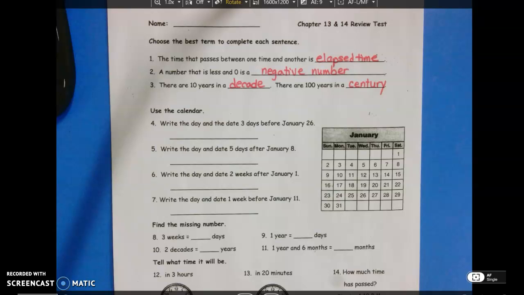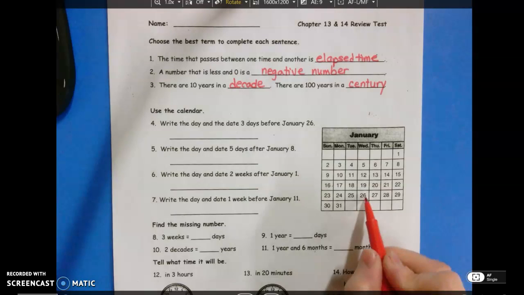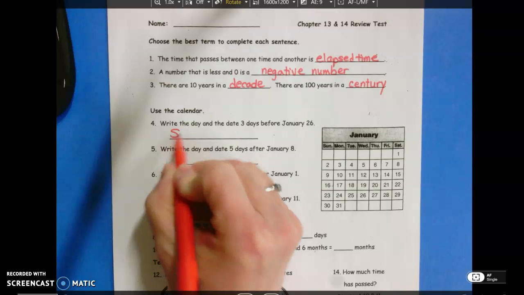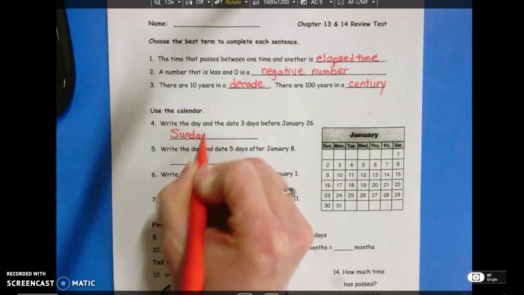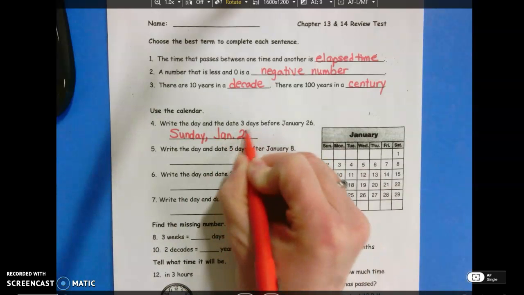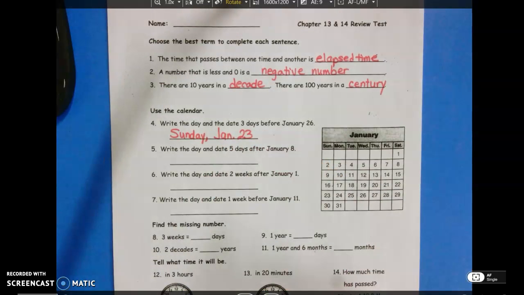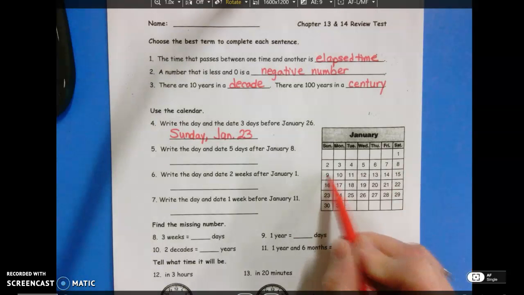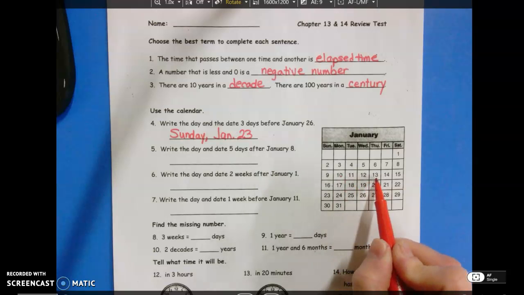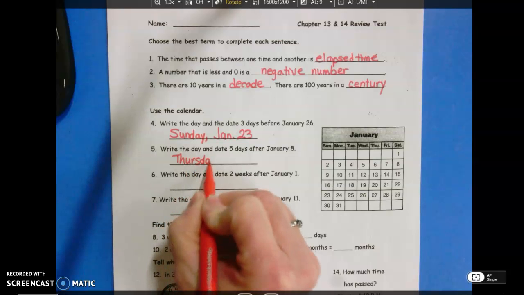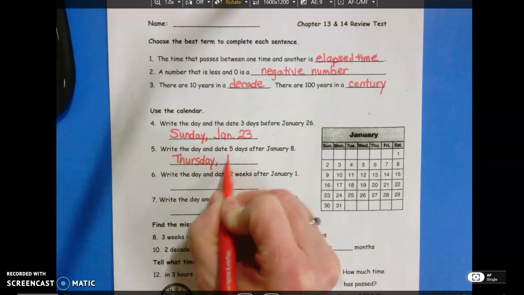So when we look at this January calendar, write the day and date 3 days before January 26. 1, 2, 3. The answer is Sunday with a capital letter, comma, January 23. Write the day and date 5 days after January 8. Move and count. 1, 2, 3, 4, 5. The answer is Thursday, comma, January 13.